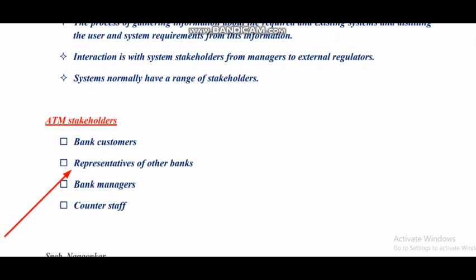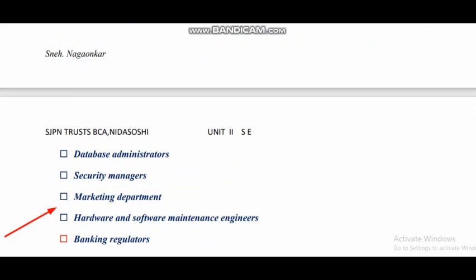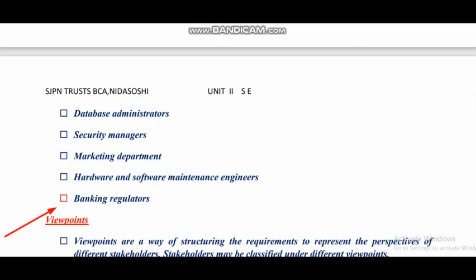Okay. Then representatives of other banks, bank managers, counter staff. So in this way you are going to interact with different kinds of people, right? Database administrators, security managers, marketing department, maintenance engineers of hardware and software, and banking regulators. These are different kinds of customers with which you need to interact when you want to collect the information to develop that new software.